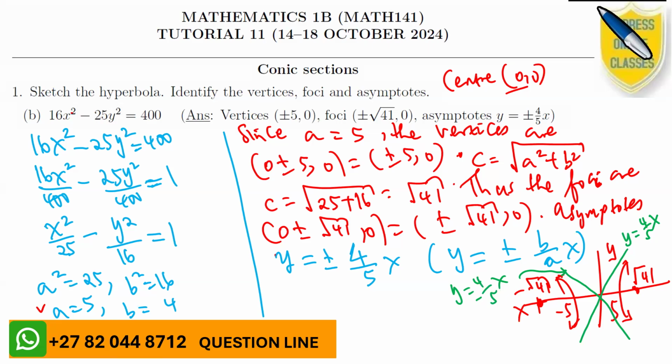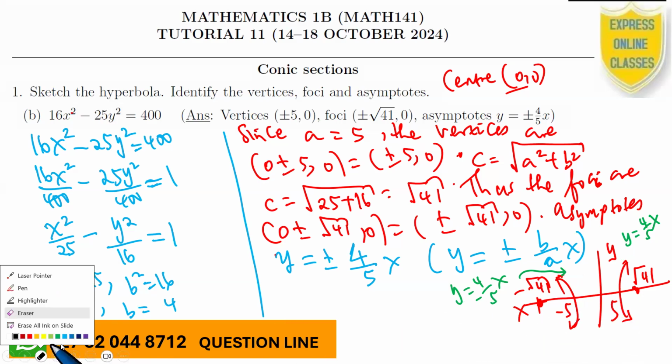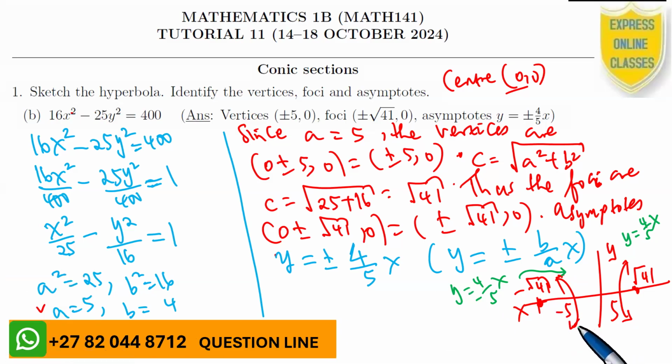But now you can make them dashed, because the textbook makes them dashed. So you can make the asymptotes dashed.